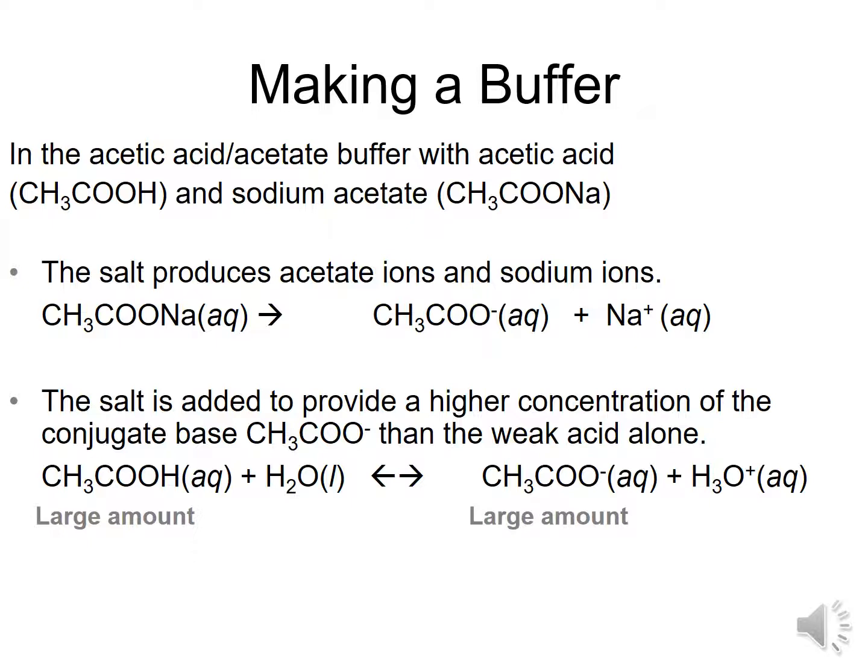Here's the acetic acid sodium acetate buffer. The acetic acid is the weak acid. The acetate part of the sodium acetate is the conjugate base. And so the salt is going to split up and give you that acetate ion and sodium ion. And so you've got the weak acid and the acetate in a large amount. If you add H3O plus, it will simply shift the equilibrium to the left, which will use up the H3O plus. If you add OH minus, it will simply shift the equilibrium to the right, which will produce more H3O plus.